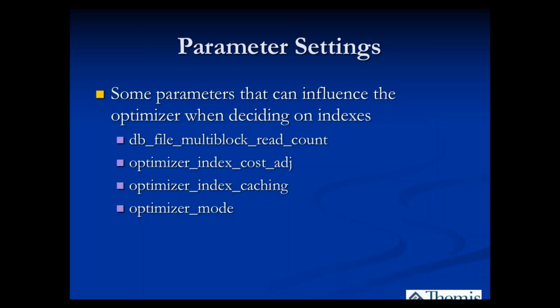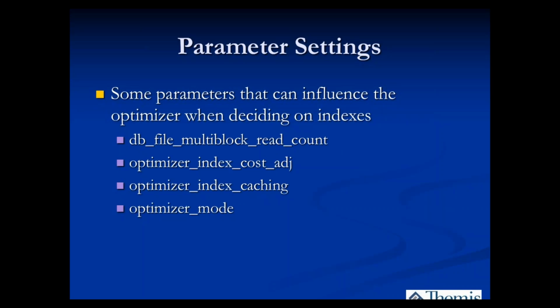We talked about the optimizer index cost adjustment. It's set to 100 by default. The lower the value is, the more likely he is to choose an index, because that indicates to him that the cost of doing an index or reading an index is less than the cost of doing a full table scan.